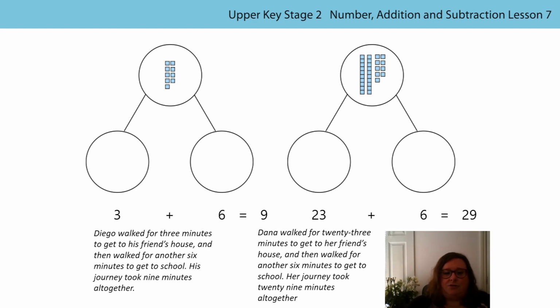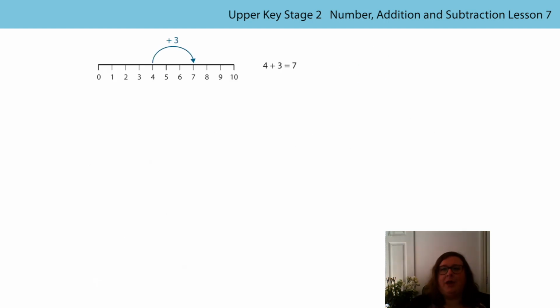Where can you see the extra 10s? You can see it in the sum on the second equation. You can see it in the first addend on the second equation. And you can see it in the part-whole model here. Well done.